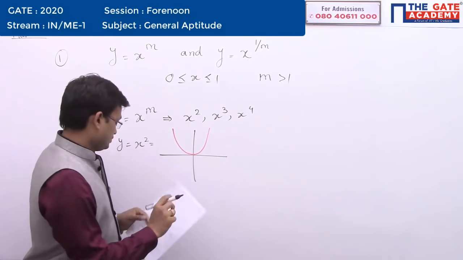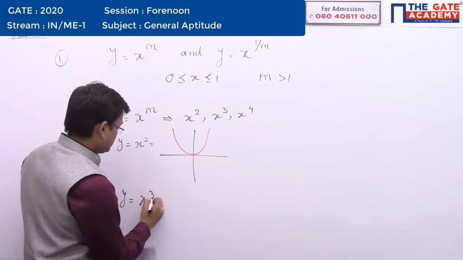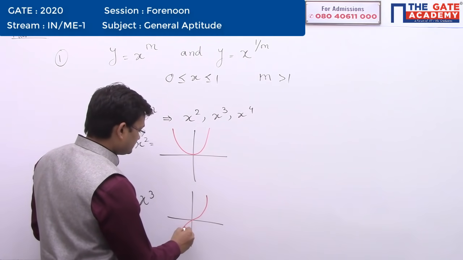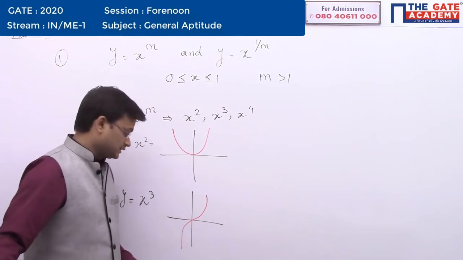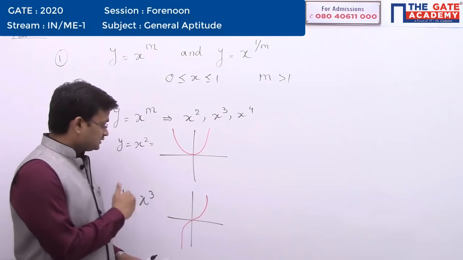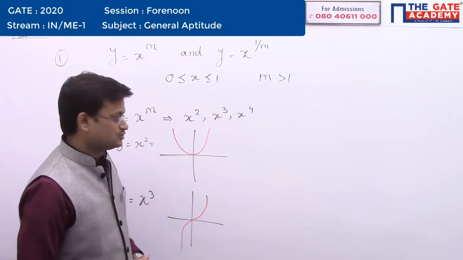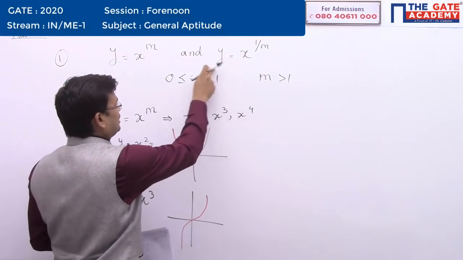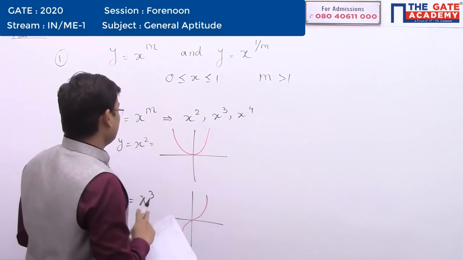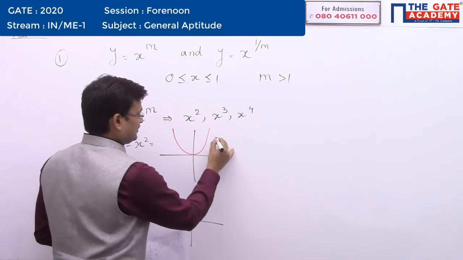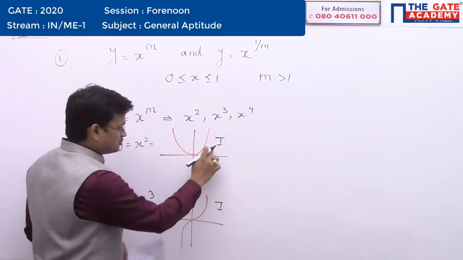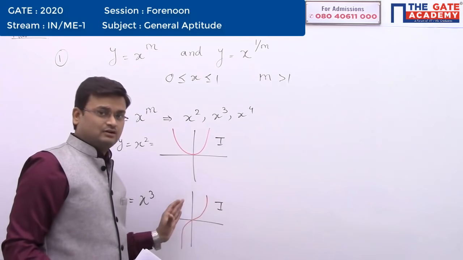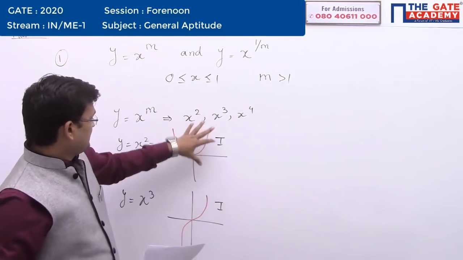But when we talk about y equal to x cube, the graph will look like this. It goes in the negative y direction because for negative x values, the cube will be negative. But here we don't have to worry, because they have already said it is talking about the first quadrant only. In the first quadrant, the graphs are almost similar. Based on the powers, the graph will be a little inside or outside, but the same nature. This part is done.